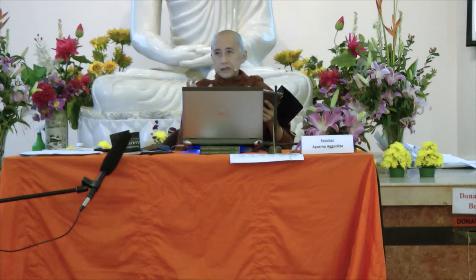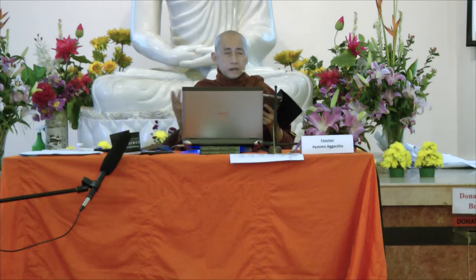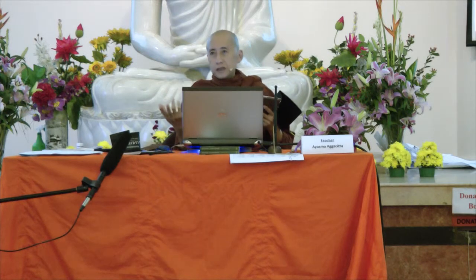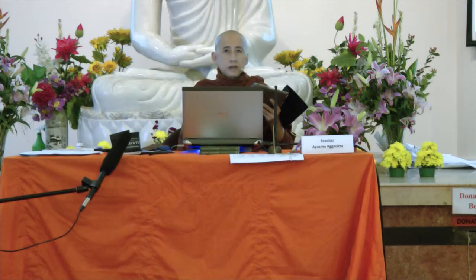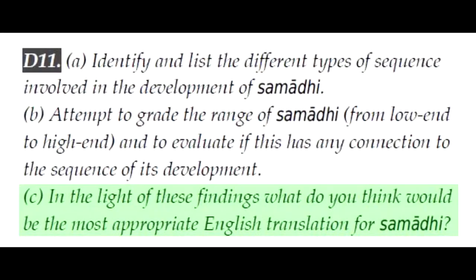Now, what I mean by low-end, mid-range, and high-end. Mid-range are the jhanas. Right? Low-end are the pre-jhanas, before the jhana. There's samadhi, but it's not jhana samadhi. And then high-end is the post-jhana, beyond the jhana. Beyond the jhana would be the arupas, the formless attainments.